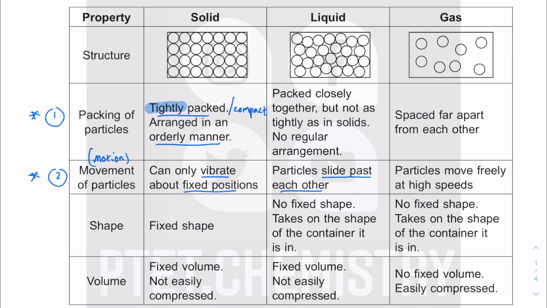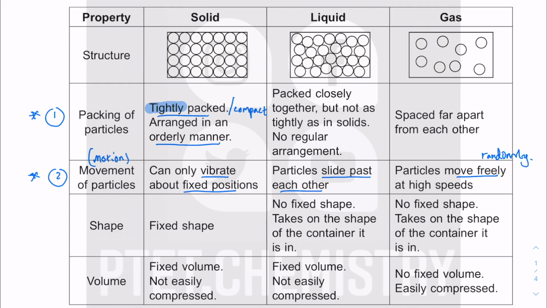Liquids do not vibrate about fixed position. You need to be aware of this, because due to the separation, due to the little bit of space between the liquid particles, they can slide past each other. But in solid, because everything is touching each other, there isn't really much room for you to move around, even a little bit. Therefore, you can only vibrate about fixed position. For gas particles, they move freely. The other word you can use is to do with randomly.